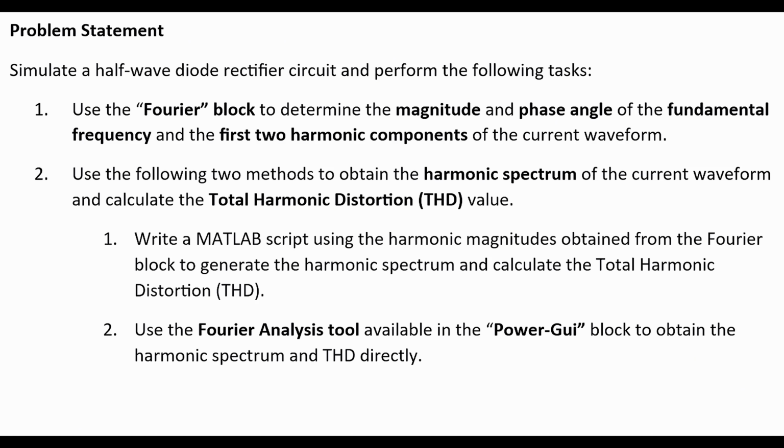2. Use the following two methods to obtain the harmonic spectrum of the current waveform and calculate the total harmonic distortion value. 1. Write a MATLAB script using the harmonic magnitudes obtained from the Fourier block to generate the harmonic spectrum and calculate the total harmonic distortion. 2. Use the Fourier analysis tool available in the Power GUI block to obtain the harmonic spectrum and THD directly.